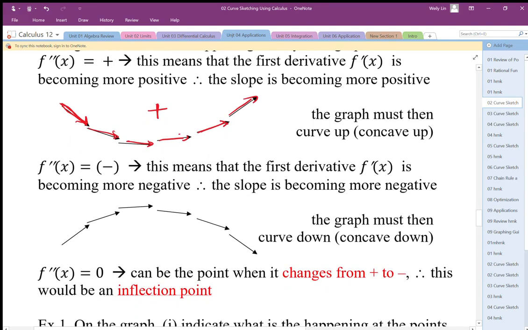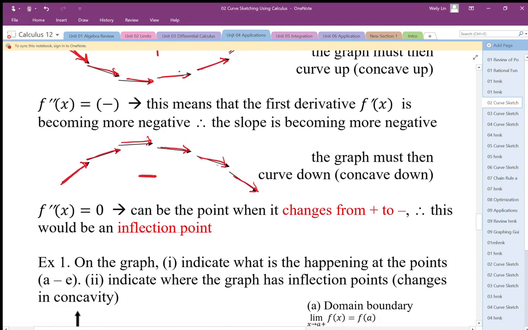The opposite happens if the second derivative is negative. Second derivative negative means that the derivative is decreasing, or the slope is decreasing or becoming more negative. So if I start with positive slope, this becomes more negative or less positive, more negative, more negative. We get this curvature, which we call concave down. So a negative second derivative indicates a concave down point.